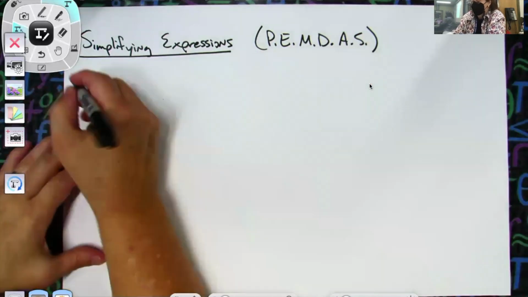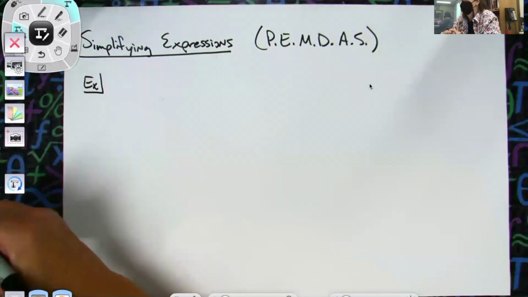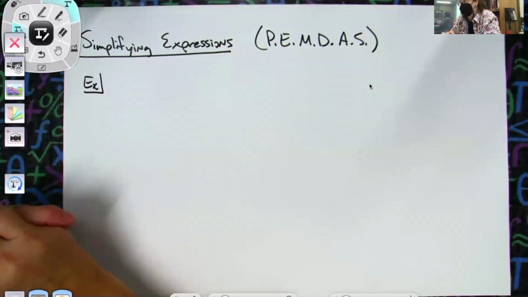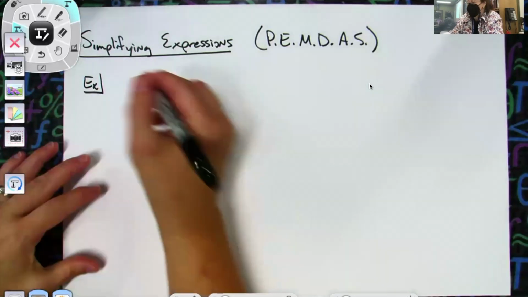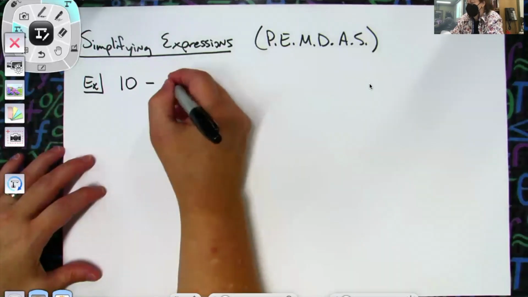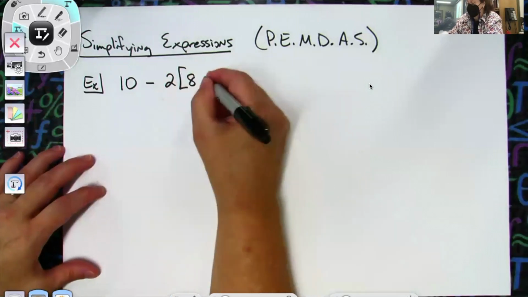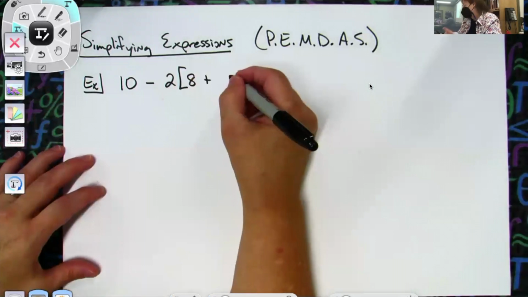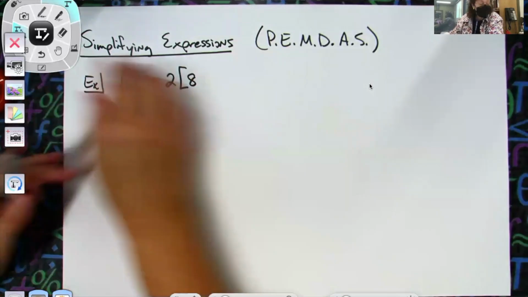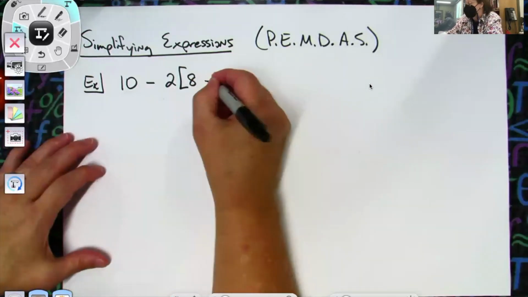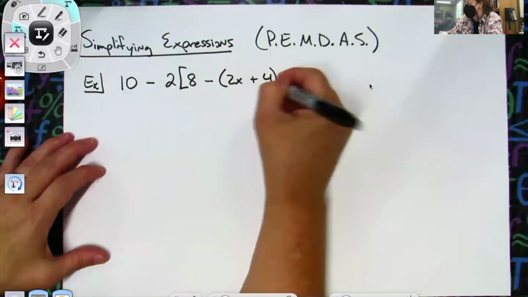Okay. I am going to do one. We're going to do one of the hardest ones where you're most likely going to drop a negative. All right, because I want you to catch dropping the negative. I don't want that to happen. All right, so I don't know. Let's do something like 10 minus 2 square bracket 8 plus. No, let's not make that a plus. Let's make this a little bit more challenging. Let's make that a minus. All right, let's throw a minus in there. And then 2x plus 4, the square bracket.